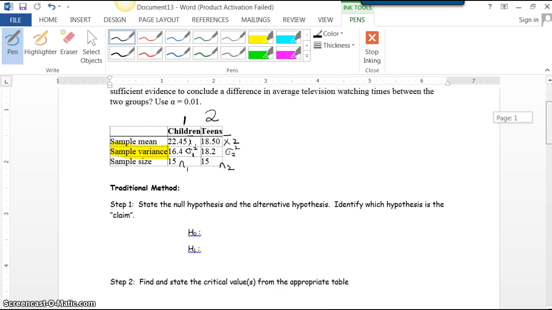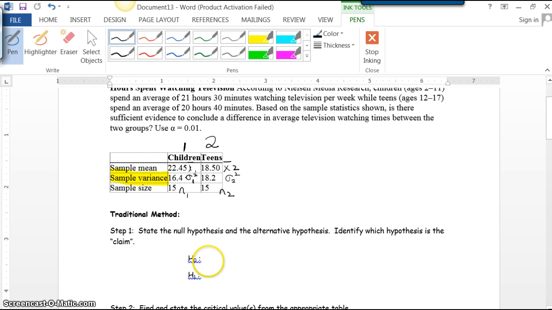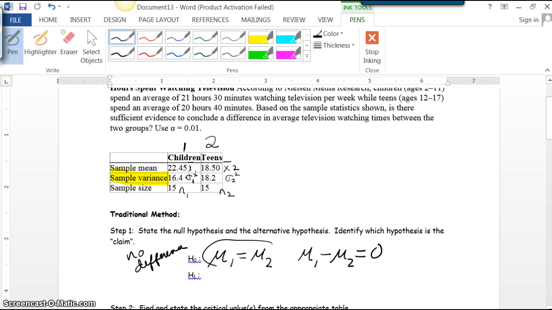The hypotheses. We start out by saying that mu1, the children, are equal to mu2, that there's no difference between the amount of time that they watch TV. And you can write it like this or like this. No difference means that there's 0 difference between them if you subtract. We generally write it like this. The alternative would be that there is a difference, that they're not equal to each other, and so that's the claim here. This is the claim, that there is a difference. They're not equal to each other.